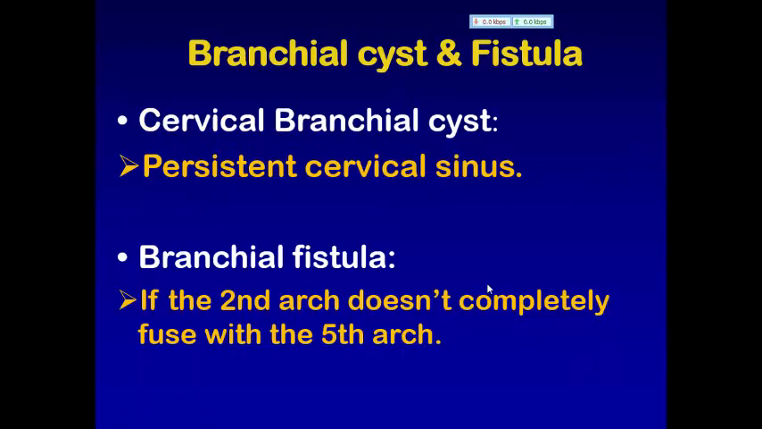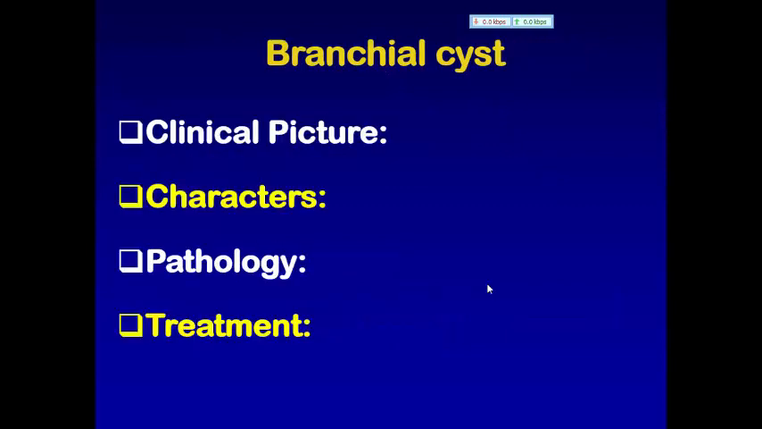So cervical branchial cyst is a persistent cervical sinus, while branchial fistula occurs if the second arch does not completely fuse with the fifth arch. Let us start with the branchial cyst.